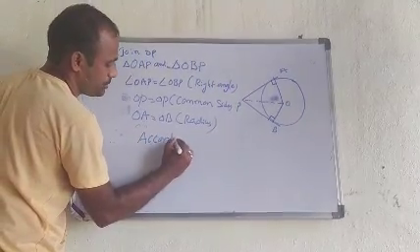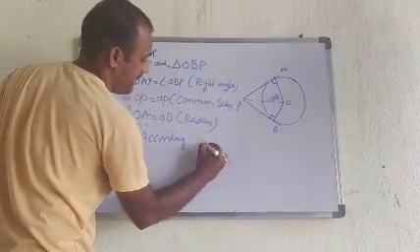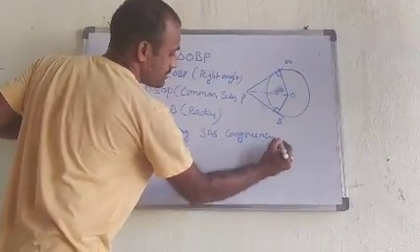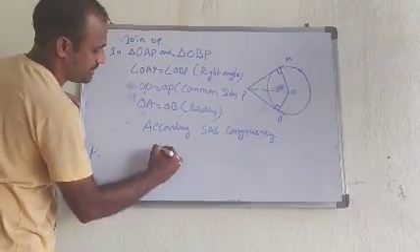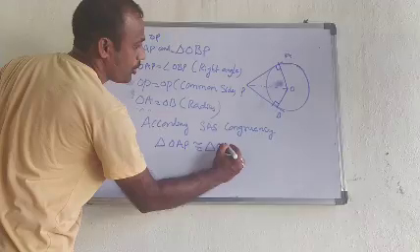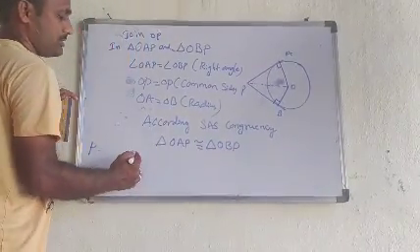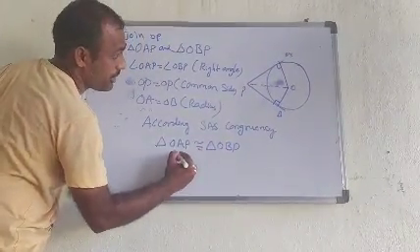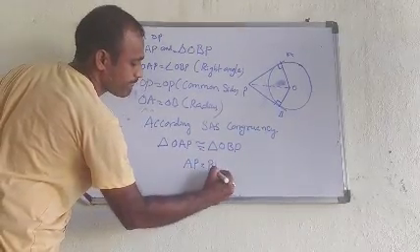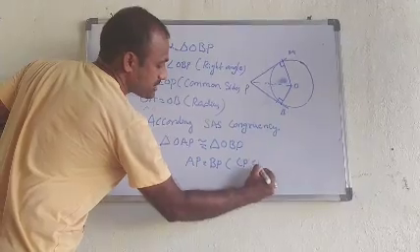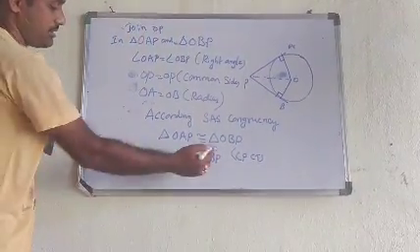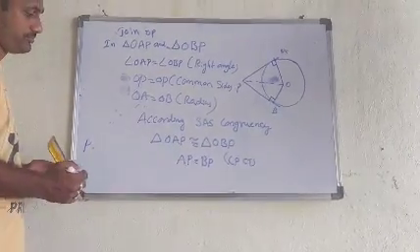So according to the side-angle-side congruency rule, we can say that triangle OAP is congruent to triangle OBP. So these two are congruent. So we can write by CPCT that AP is equal to BP. CPCT stands for corresponding parts of congruent triangles. So this is the theorem statement that we had to prove. Thank you.